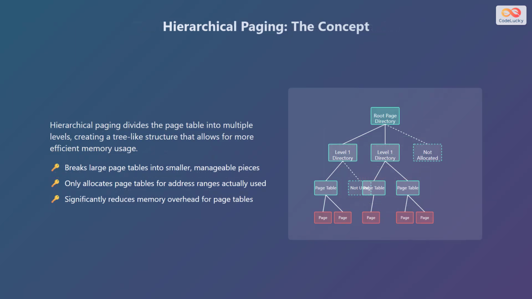Hierarchical paging is a memory management scheme that divides the page table into multiple levels, creating a tree-like structure to make efficient use of memory. It breaks large page tables into smaller, manageable pieces. Page tables are only allocated for address ranges that are actually in use, which significantly reduces the memory overhead for page tables. As shown in the illustration, the root page directory points to level 1 directories, which in turn point to page tables. The unused portions are not allocated, saving memory.